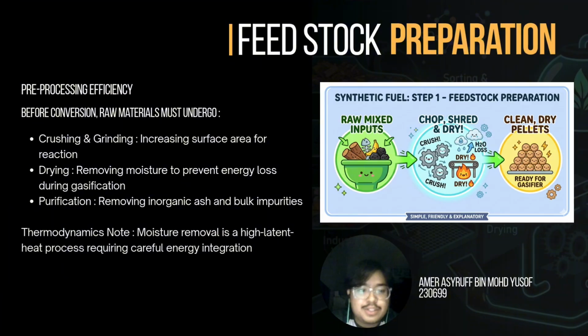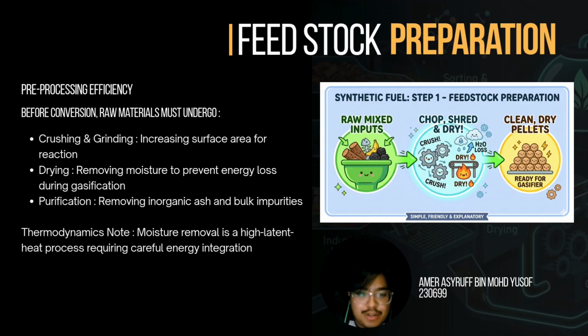For the first step, feedstock preparation, for pre-processing efficiency before conversion, raw materials must undergo crushing and grinding to increase the surface area for the reaction, and then drying, which is removing moisture to prevent energy loss during gasification. Lastly, we purify the components, which is removing inorganic ash and bulk impurities. A little thermodynamics note: moisture removal is a high latent heat process requiring careful energy integration.